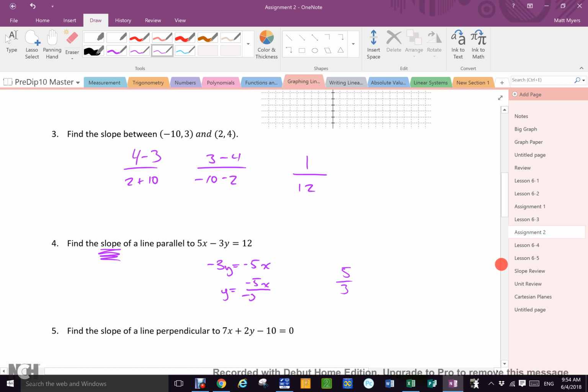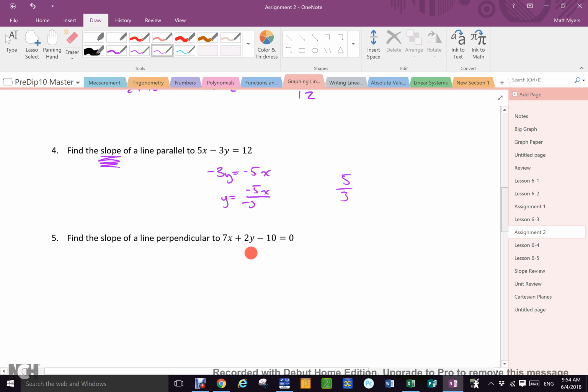These are all worth 2 marks on this page, by the way. Perpendicular line, you're going to do the same thing, except what are you going to do once you find that slope? Switch it. Reciprocate it and reverse the sign. So 2y equals negative 7x, so y equals negative 7/2 x. So the slope I want is 2/7. Yeah? Questions? None?